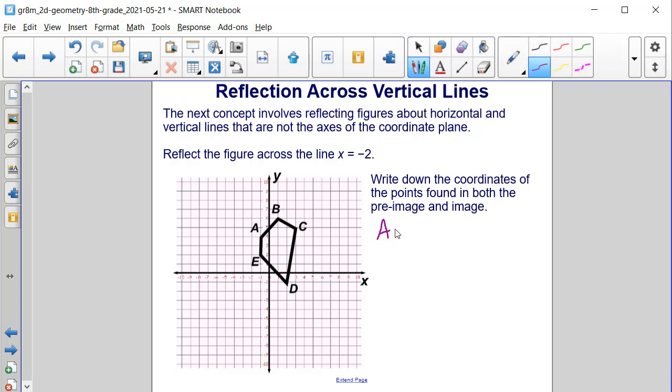So we have point A is at -1, 4. Point B is at 1, 6. Point C is at 3, 5. Point D is at 2, -1. And point E is at -1, 2.